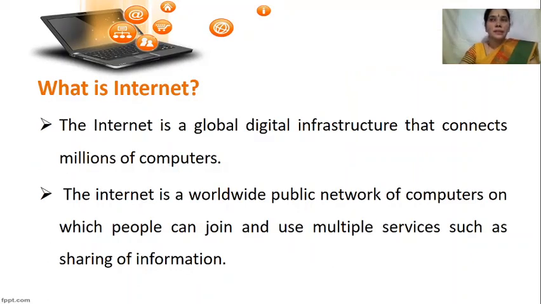What is Internet? Internet is nothing but a network of networks, and it connects people from all over the world. The Internet is a global digital infrastructure that connects millions of computers. It is a worldwide network of computers on which people join with multiple services such as sharing information. So we share information from one person to another through how? Through a network. So let's see what we mean by a network.